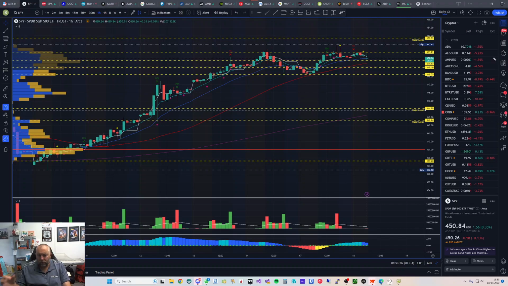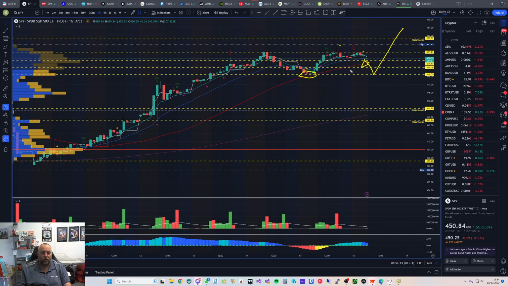I'll quickly go through them. So we've got this area here I want to be watching, 448.25 for a bounce. That would have broken the 50 moving average, and we could be in a downtrend at that point, so we want to keep an eye on that.